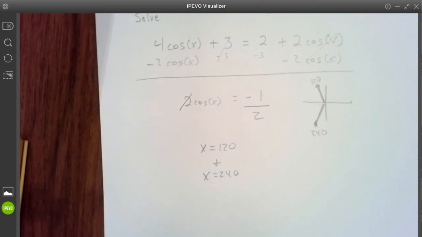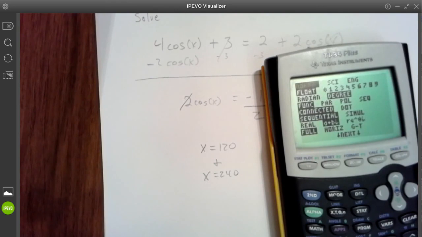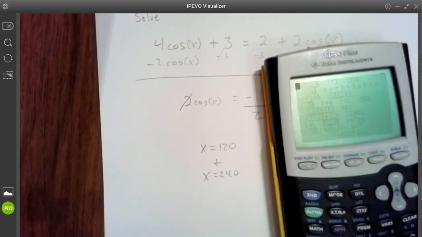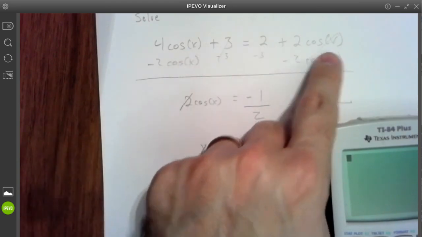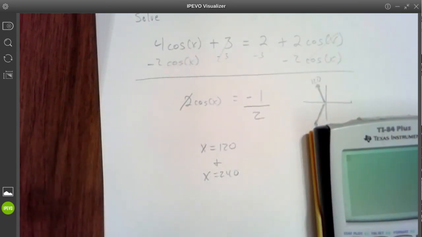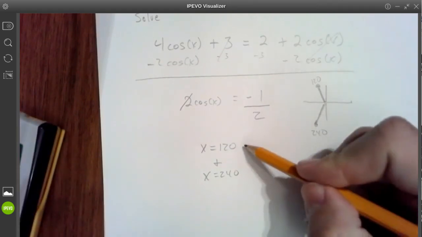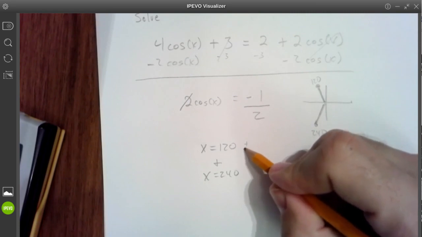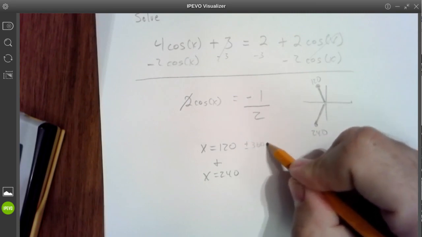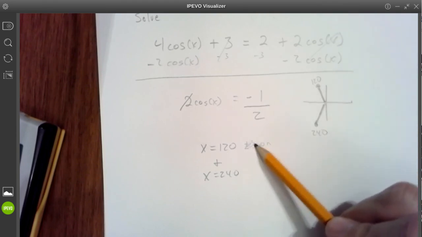Of course, if you want to check your answer, make sure you're in degree mode right there. And then you could actually plug in 120 for x on both sides. Make sure that the left-hand side equals the right-hand side. Okay. And this is plus or minus 360 n if you were asked to find all the solutions. Okay. But we just need to find the 120 and 240. Okay.